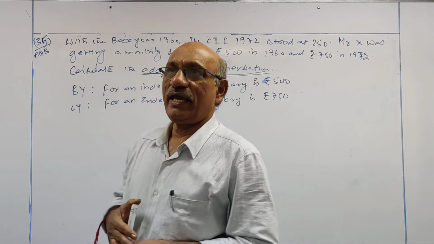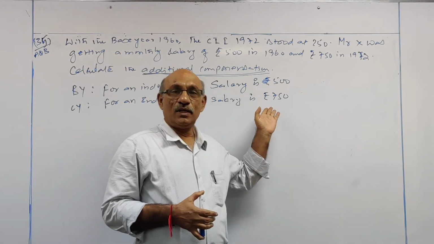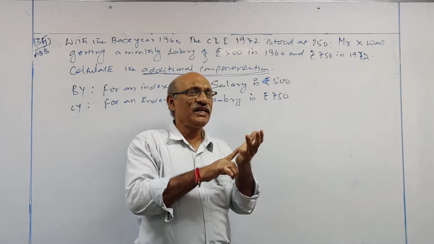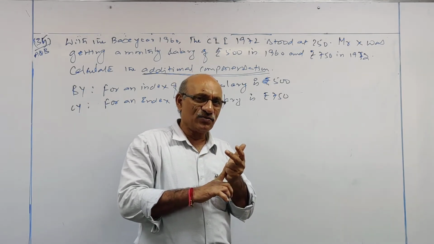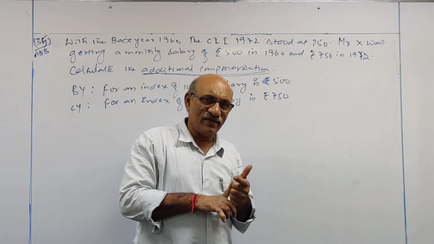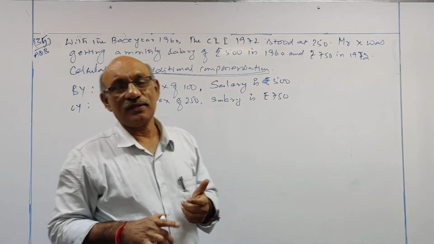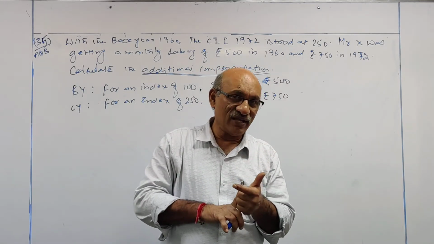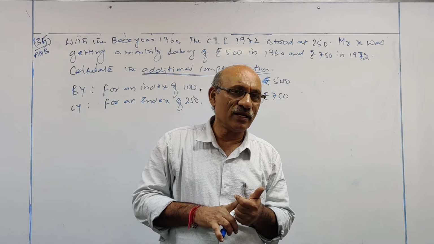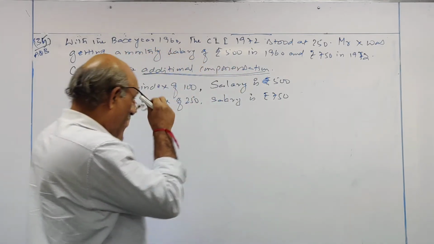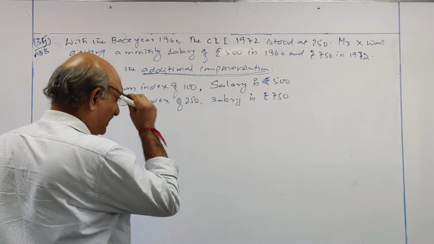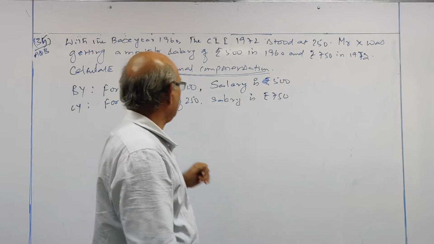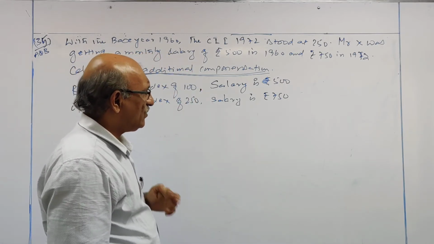Now, in which way is this problem different from my 30th question? In the 30th question, the base year index was given, the current year index was given, and the base year salary was given. Now in this particular case, the current year index is given, the current year salary is given, and the base year salary is given, but the index of the base year is not given. No problem. We can take the base year index as 100. So for an index of 100, salary is equal to 500. For an index of 250, salary is 750.